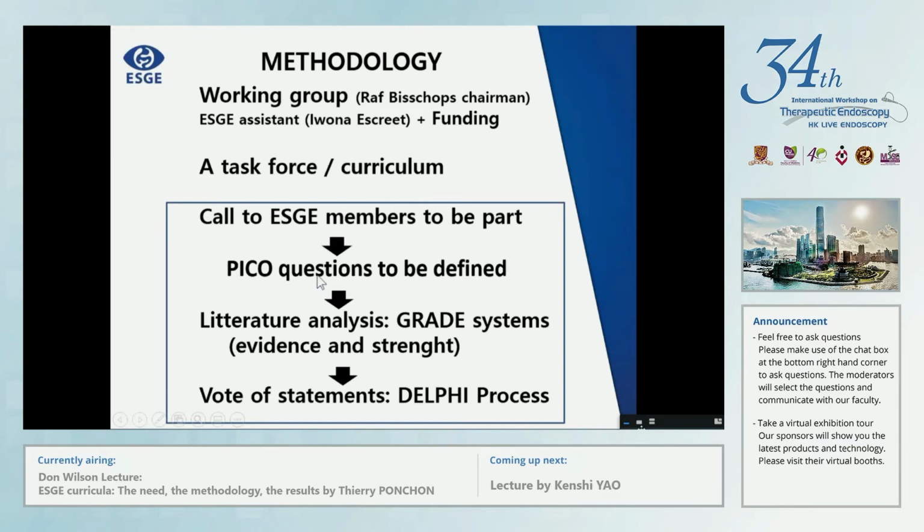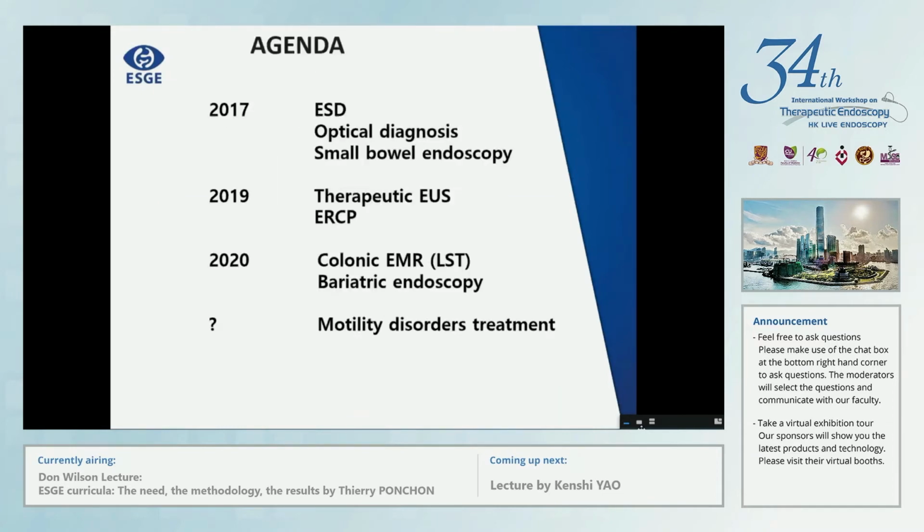We follow exactly the same methodology as for our guidelines, PICO questions to be defined, okay? So we define the questions. We analyze then the literature, and we use the GRADE system, which in fact consists of ranking the level of evidence and the strength of a statement. And then at the end, we vote the statements following the Delphi process. So this methodology is well accepted and is used for the guidance. So we apply the same methodology. And then this is the agenda.